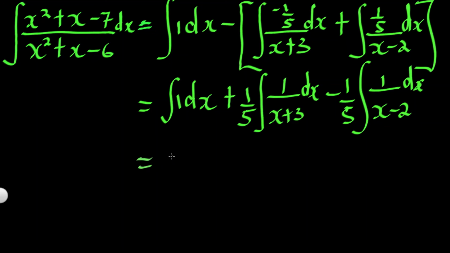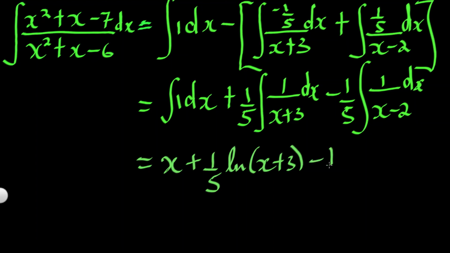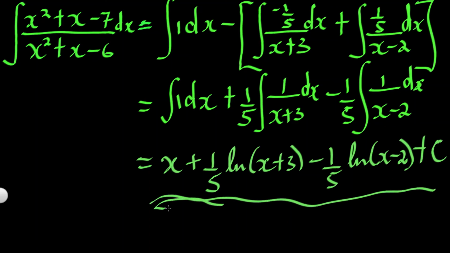All right, so let us complete our question. So we have here x plus 1 over 5 times the natural logarithm of x plus 3 minus 1 over 5 times the natural logarithm of x minus 2 plus the general constant c. This is our final answer.